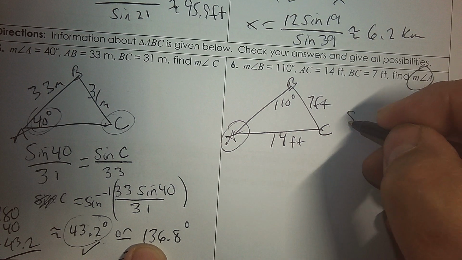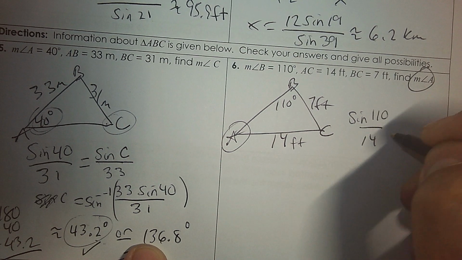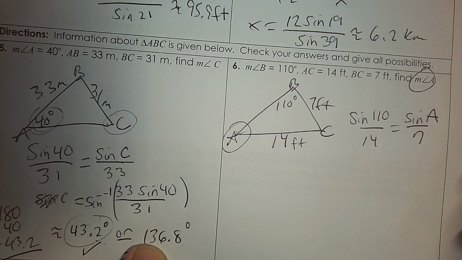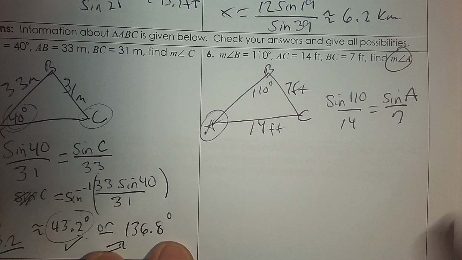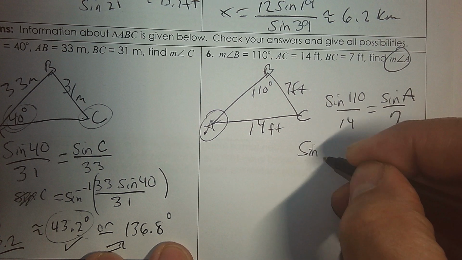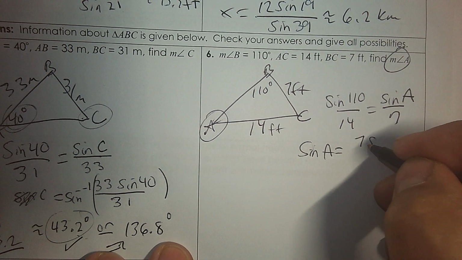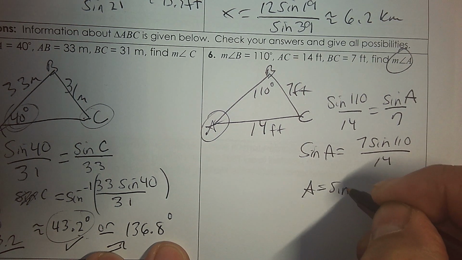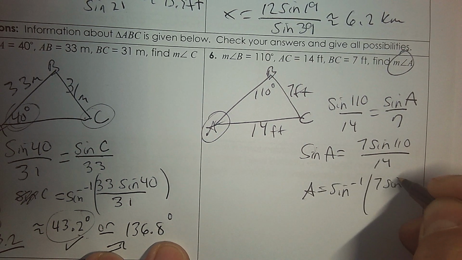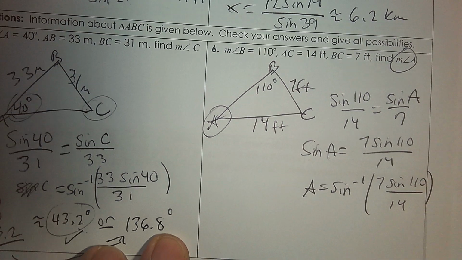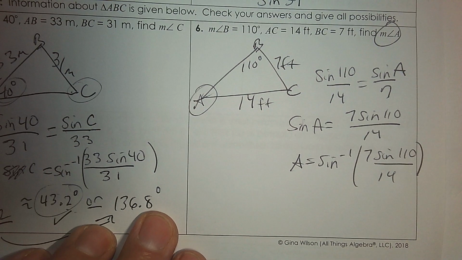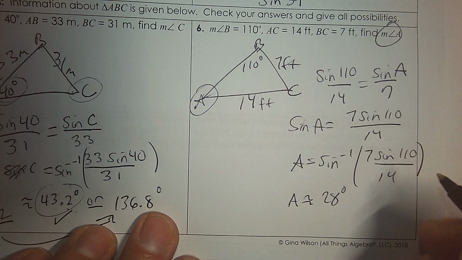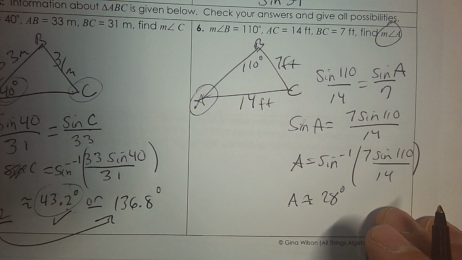So we know sine 110 over 14. We don't know A, so sine A over 7, and I want to solve for A to begin with. So to solve for A, I'm going to go 7 times sine 110 divided by 14, and then to get A by itself, it's the inverse of that. So that's what I'm going to put in my calculator. 7 times sine 110 divided by 14. It will always give you an acute answer or maybe no answer. So in this case, the acute answer that you're given is 28 degrees.